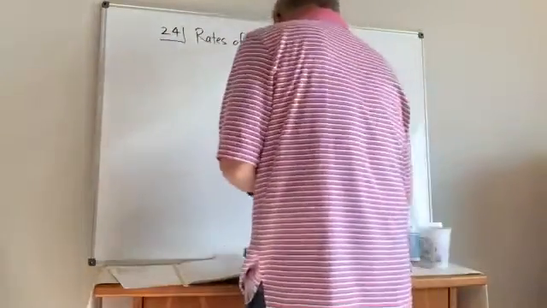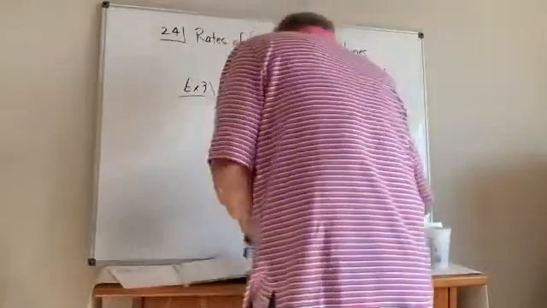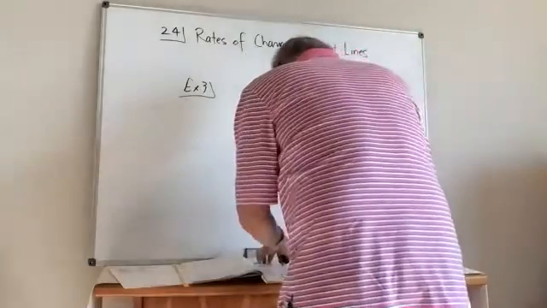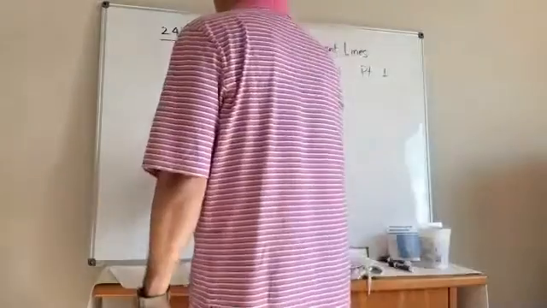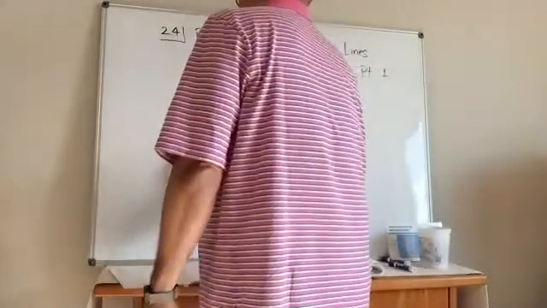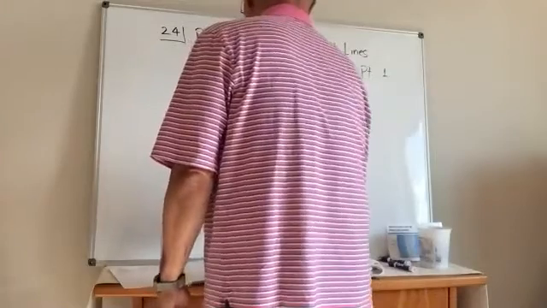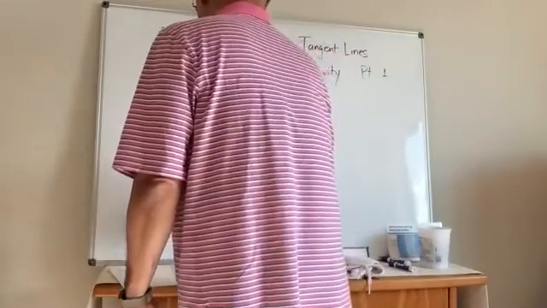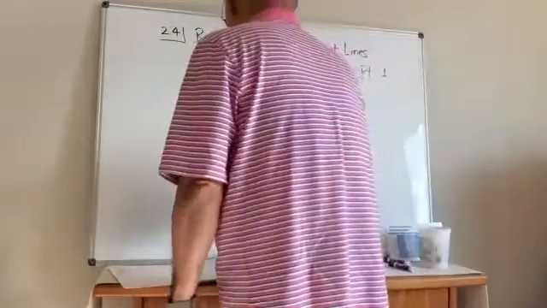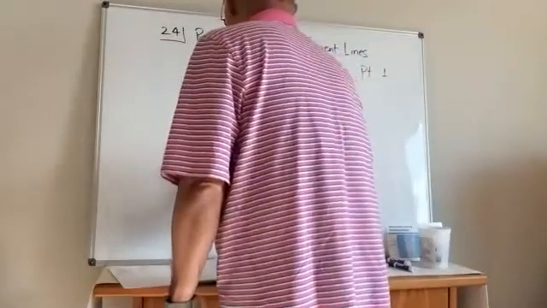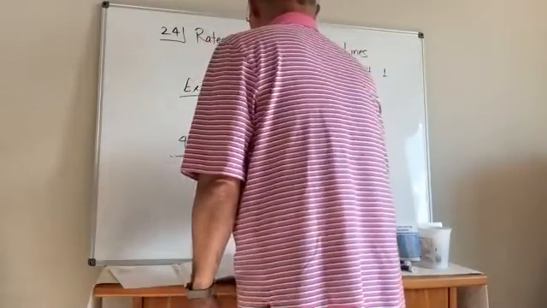Example number 3, finding the slope of the tangent line. So let's see if we can find the slope of the parabola y equals x squared at (2, 4). Okay, so that's actually what we're doing. So I'm going to call this 2, and this is 4. Obviously, this is not drawn to scale. And at this point, we're going to try to find the slope of this tangent line right here.